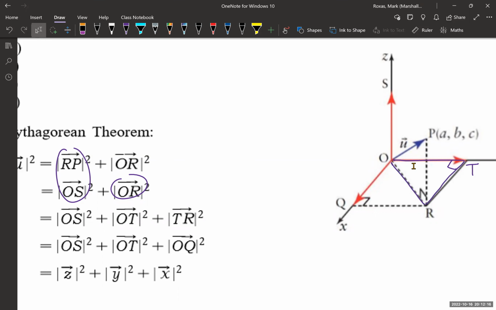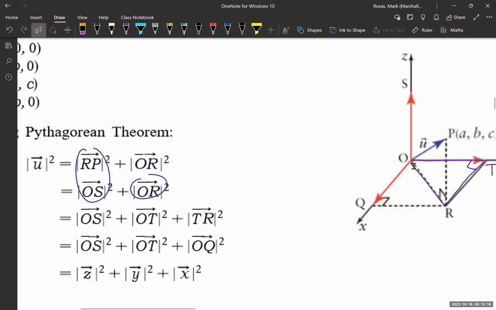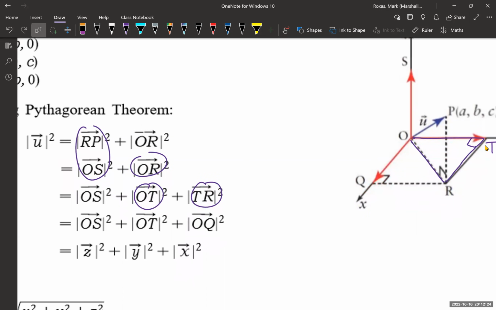And so O to R becomes the hypotenuse of that triangle, and its legs are O to T and T to R. Okay. And then T to R, well, what's the equivalent vector to that? It would be the vector here along the x-axis, because this T to R is parallel to the x-axis. So O to Q would be the equivalent vector. So I can replace T to R with O to Q.